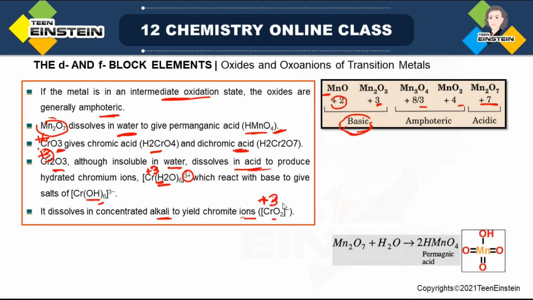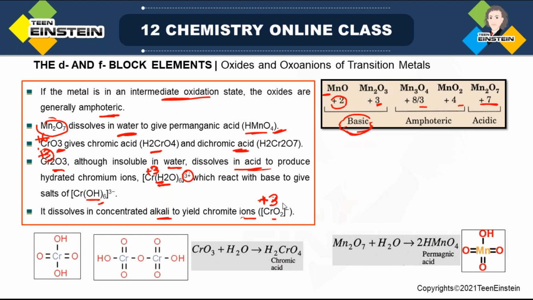So Mn2O7 reacting with water gives us the acid HMnO4, and the formula of this molecule, which is permanganic acid, is also given. And the two formulas here are H2CrO4, which is chromic acid, and H2Cr2O7, which is dichromic acid. So this is H2CrO4 and this is H2Cr2O7.